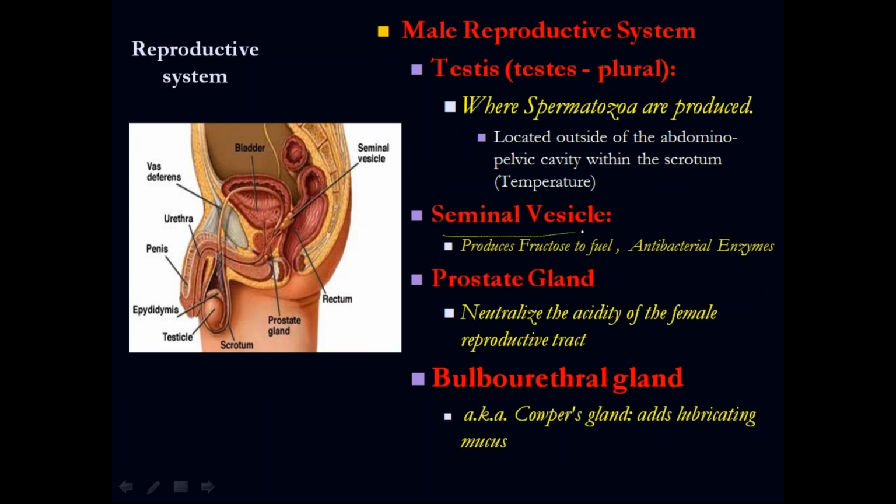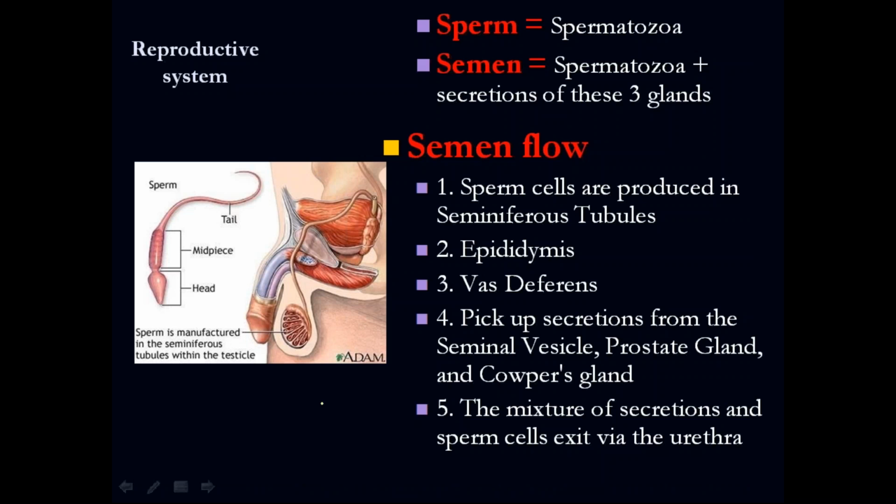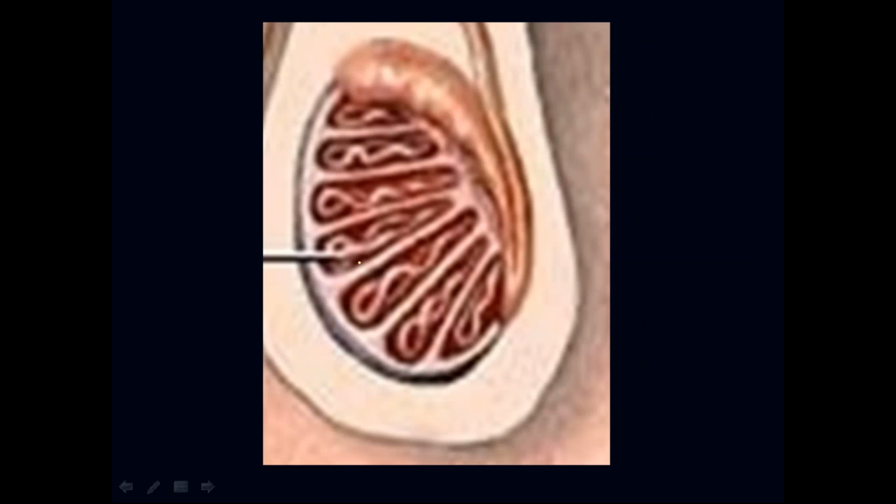Here is the seminal vesicle. Where is the seminal vesicle? Let me see if I have a picture here. Okay, so here's the testicle. Let's review very quickly. Here we have the testicle, where the spermatozoid is going to be formed. Where? In the seminiferous tubules. Remember the seminiferous tubules? They are inside the testicle, right?